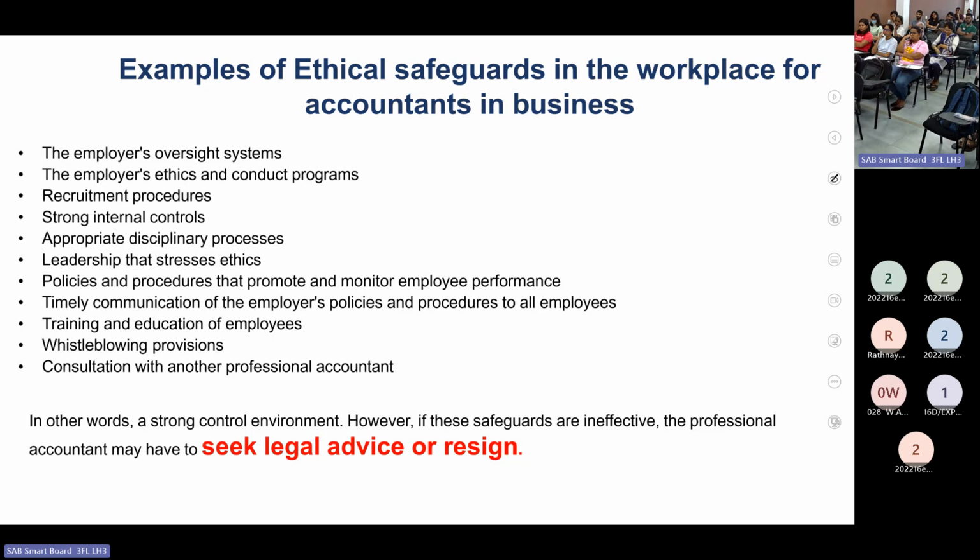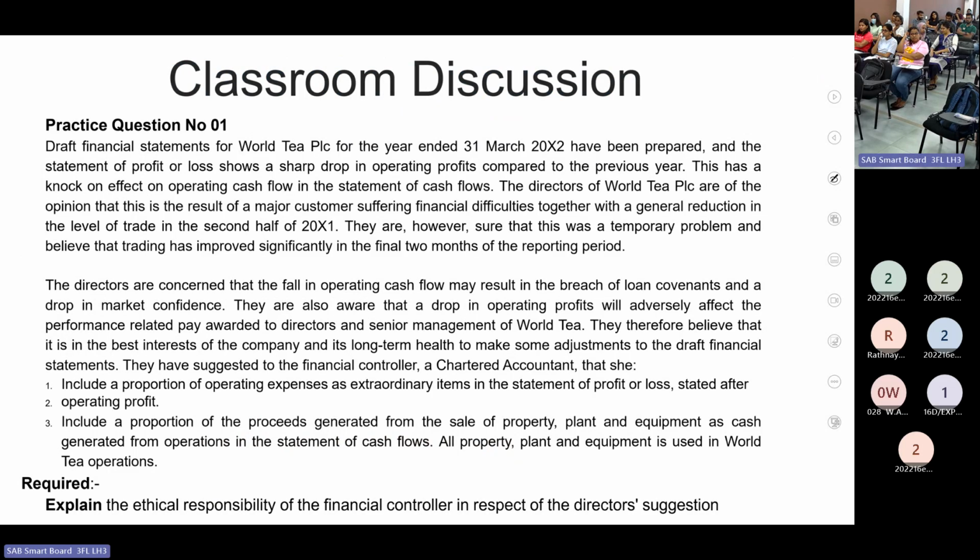That is also a safeguard. Right? So these are the safeguards which we can follow if we are having an ethical case, right? If we are having an ethical case. So now we have completed all the things which today I want to discuss with you.